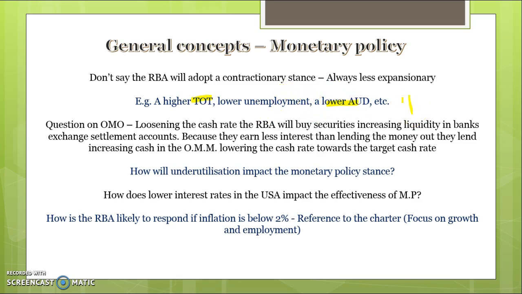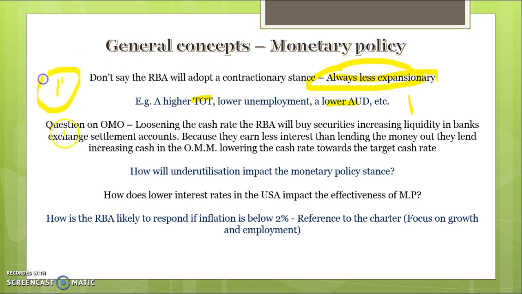Make sure you clearly state that the RBA is more likely to tighten monetary policy and adopt a less expansionary stance. Do not say they will implement a contractionary stance. Given the cash rate's currently at 1.5%, it's very unlikely they're going to push it all the way up to above 3.5%. So always answer these questions with knowledge of what's going on at the moment, and always say they're going to adopt a less expansionary stance if it's going to cause more inflationary pressures. That's tip 1 from this slide.